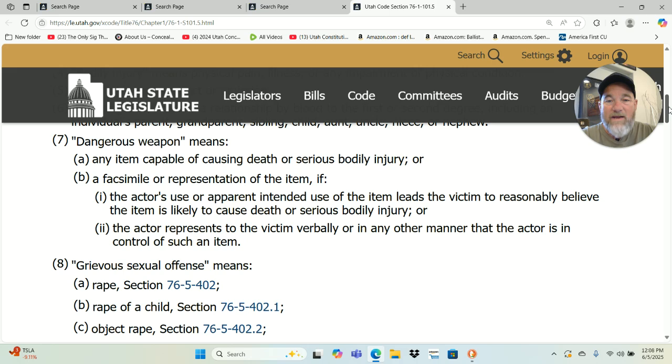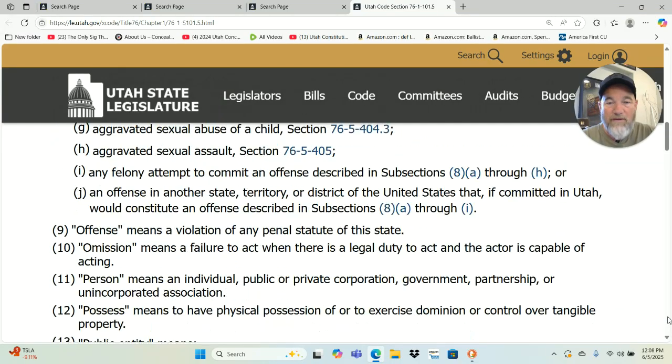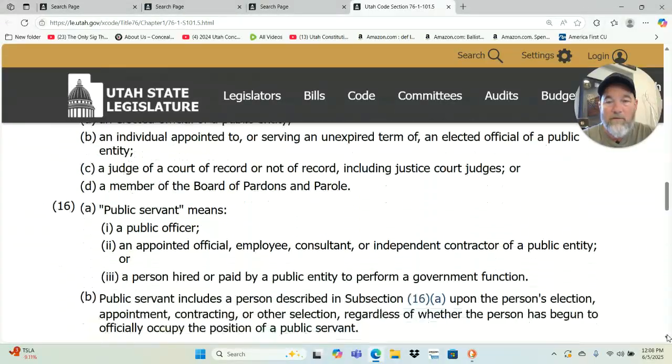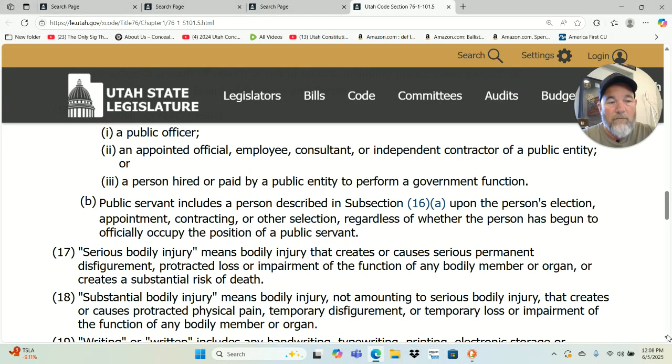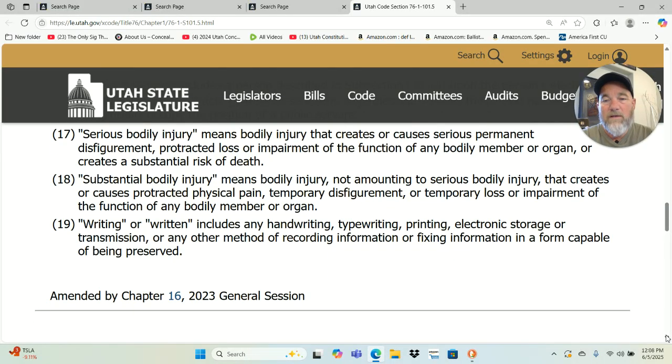Dangerous weapon means any item capable of causing death or serious bodily injury. So a gun or a knife or a baseball bat or a pen, I suppose, if you stabbed him in a major artery. Also, if we scroll down here, we're going to take a look at what the definitions of serious bodily injury and substantial bodily injury are. Right here under paragraph 17.